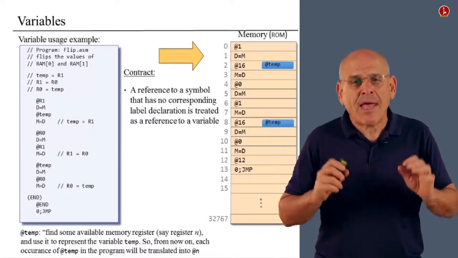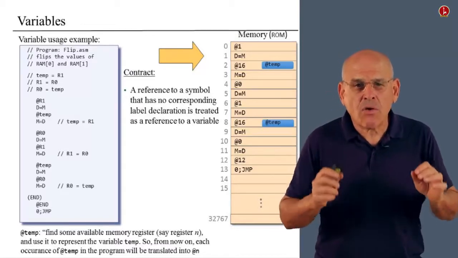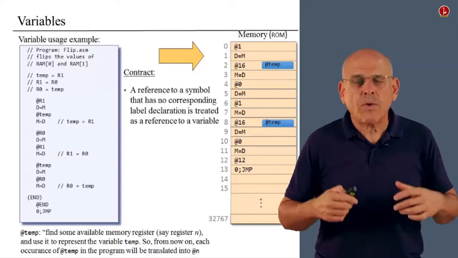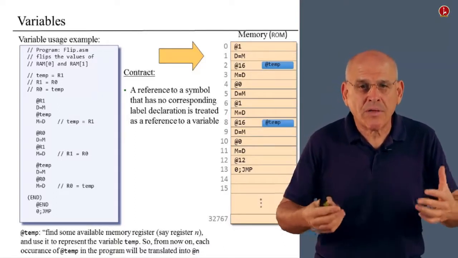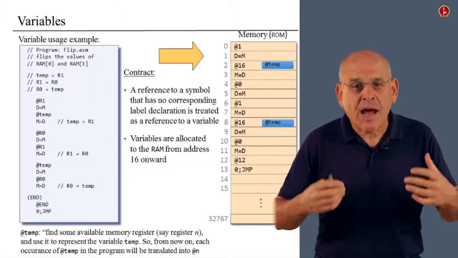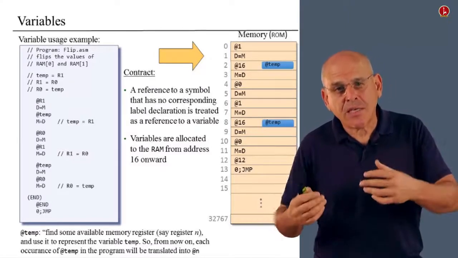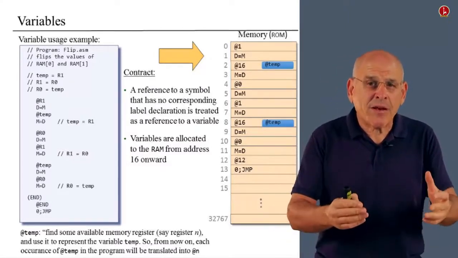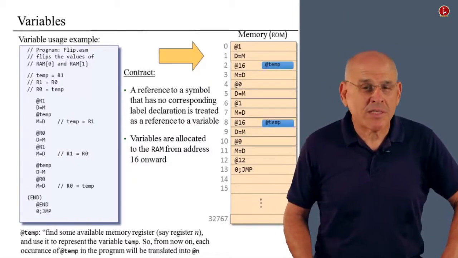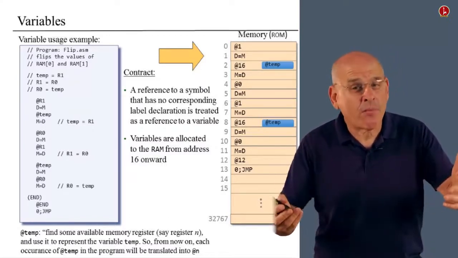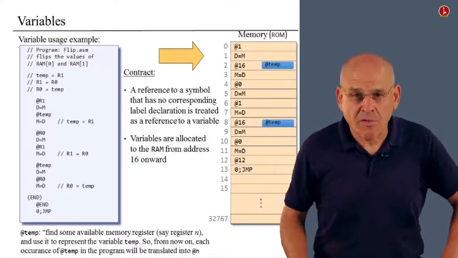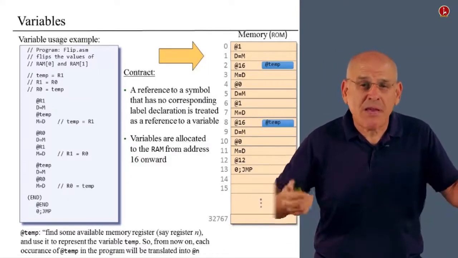First of all, a reference to a symbol that has no corresponding label declaration is treated as a reference to a variable. We assume that the programmer wanted to create a variable. And the second rule is that variables are allocated to the RAM from address 16 onward. In this particular example, we have only one variable, so it ends up being allocated to RAM 16. If we have more variables in the program, we'll use RAM locations 17, 18, and so on and so forth. And practically, you can use as many variables as you want.